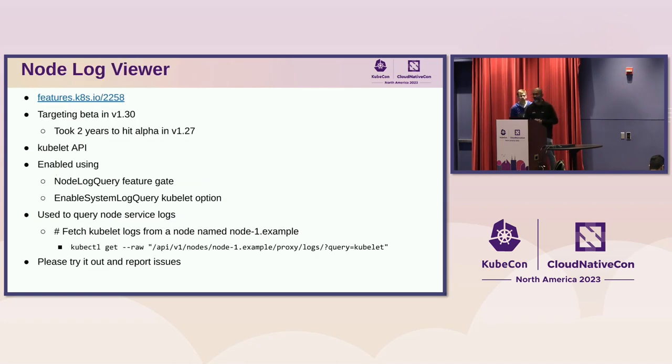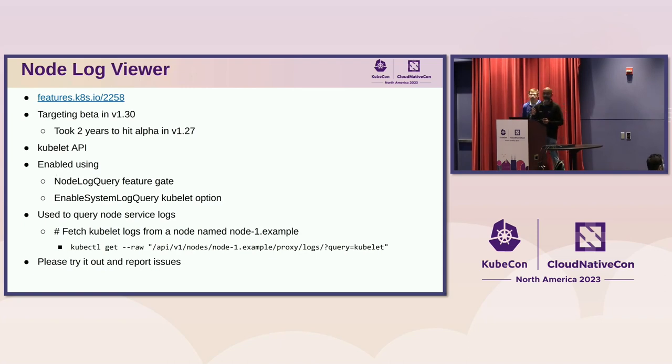Next we have a feature that is near and dear to my heart because this is something I added as alpha in 127. This also had a fairly long journey, took a couple of years to go from getting the KEP merged to having the implementation done. So NodeLogViewer is basically a kubelet API that you can access using the proxy endpoint that's exposed by the kubelet. So in other words, you don't go through the kube API server to access this endpoint.